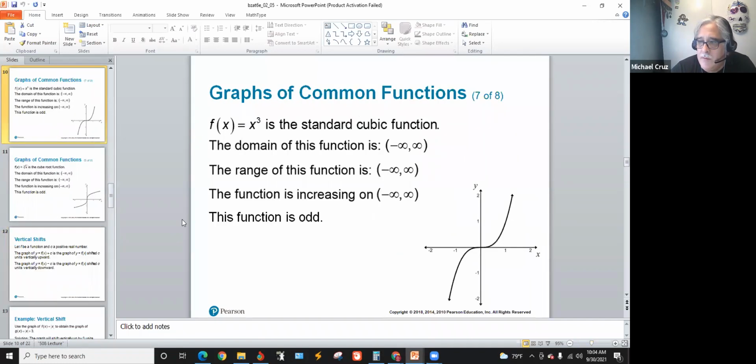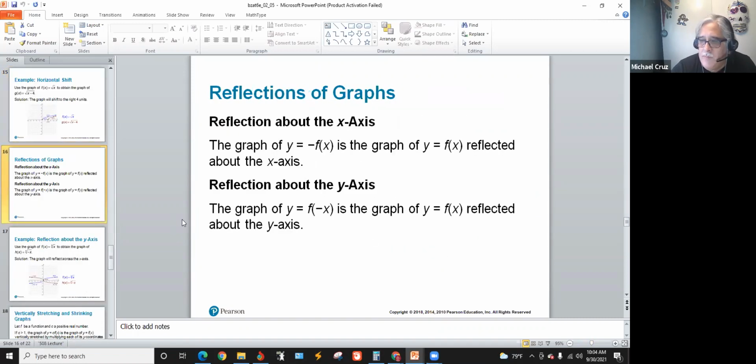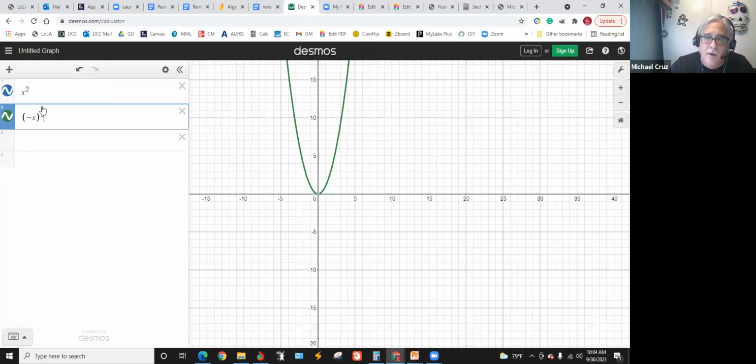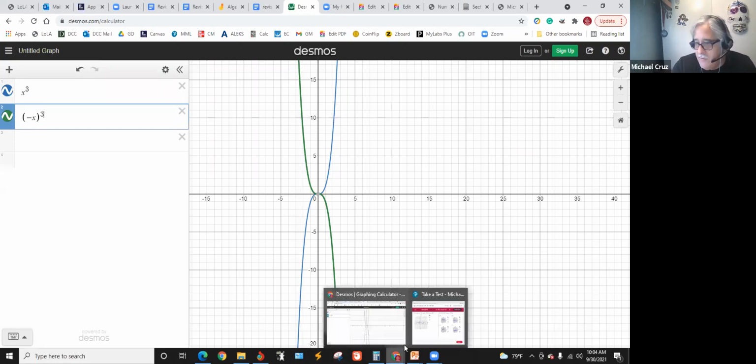Where did they cover that? I think it was way down here. All right, so what this does is when you put a negative in it, if the negative is on the outside of the function, it reflects about the x-axis. Oh, I know why. That other one didn't work that I put on there because it's an even power. See, reflection about the x-axis just doesn't work on an even function.